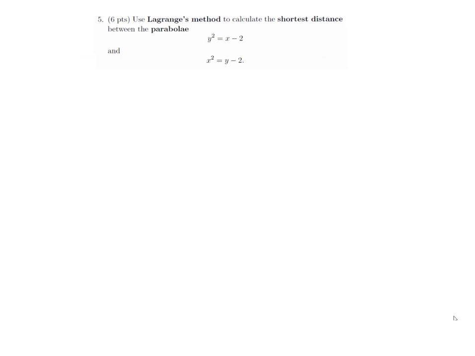Let us now try to solve question 5. Use Lagrange's multiplier optimization method to calculate the shortest distance between the two parabolas that are given over here. As usual, try to do this by yourself and push the pause button.